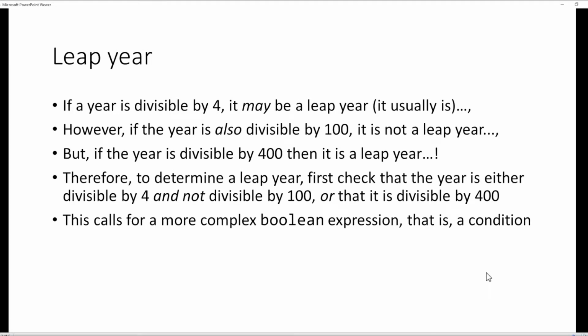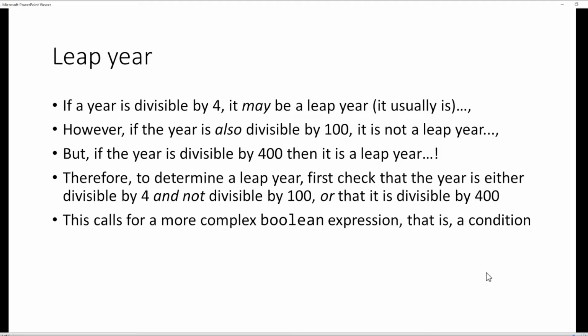Let's discuss the characteristics of a leap year. If 4 divides a year, it may be a leap year. Usually it is, but not always. If the year is also divided by 100, then it is not a leap year. For example, the year 1900. 4 divides 1900. 100 also divides 1900. But here it says if 100 divides the year, it's not a leap year.